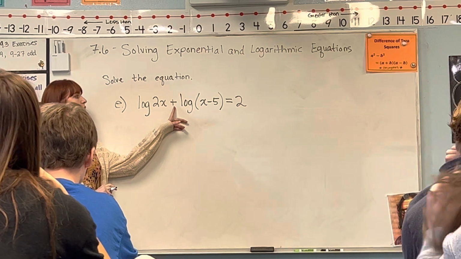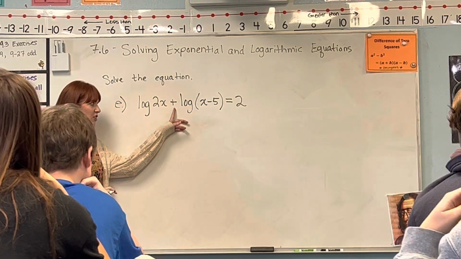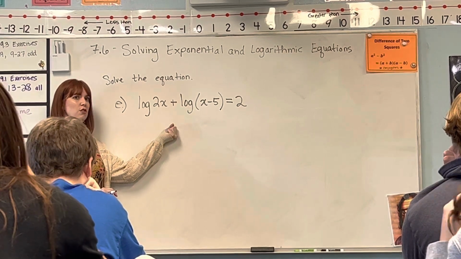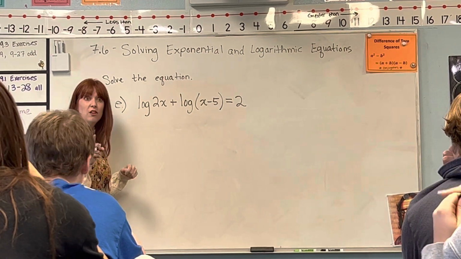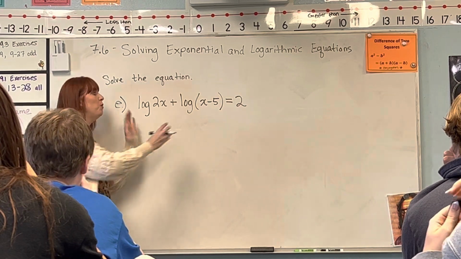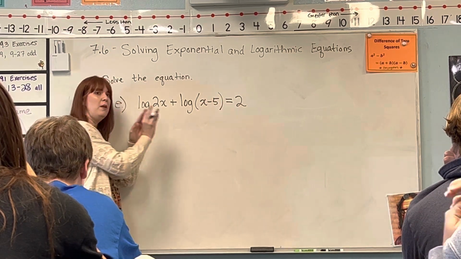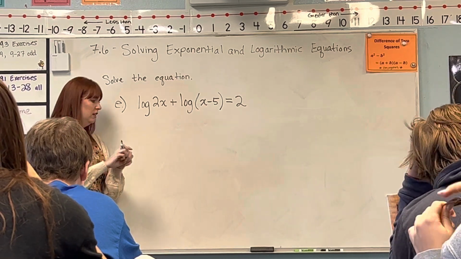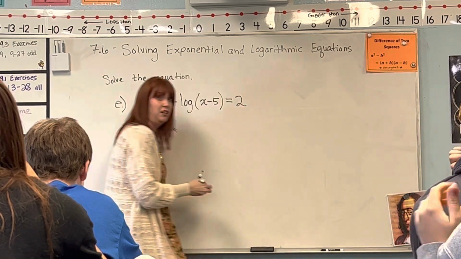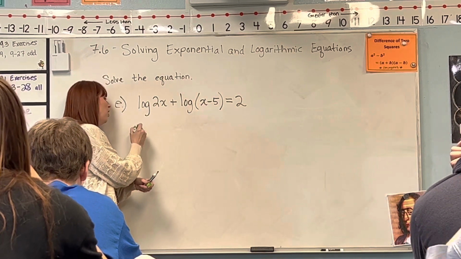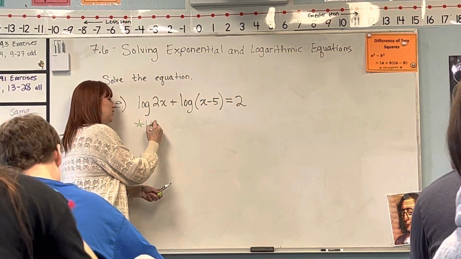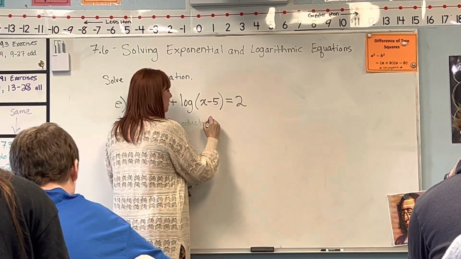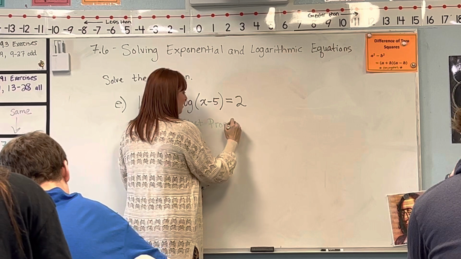So what could we do to condense this? We will put it in exponent form in just a minute, but we wanna condense this first. What about that product property? They both have log base 10, so yes, we can use that. We're gonna use the product property to condense this. I'm going to use log 2x times x minus 5, or is it? Yes. Okay.